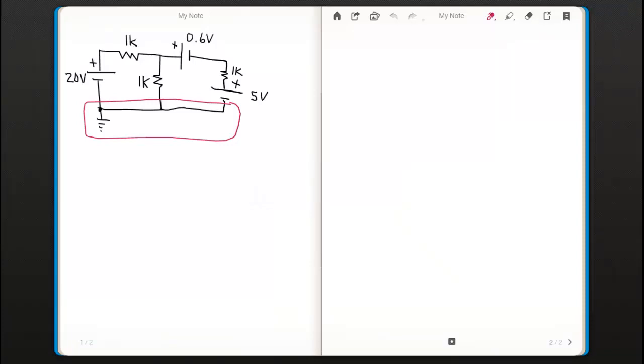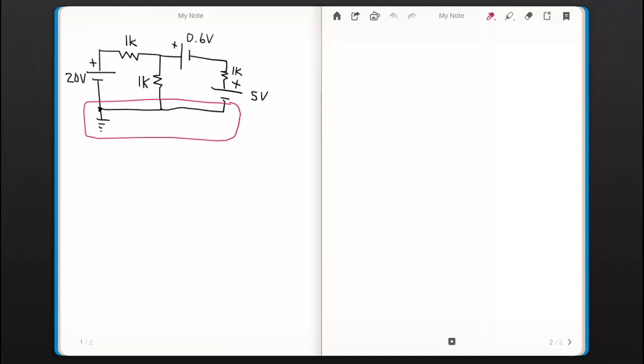Okay, here's a problem that's a little bit different than previous problems, where there's a voltage source, the 0.6 volt source, where neither side is ground. So we're going to see in this problem how you handle a case like this. You can see I already have our reference node, which is the ground node, circled in red here.